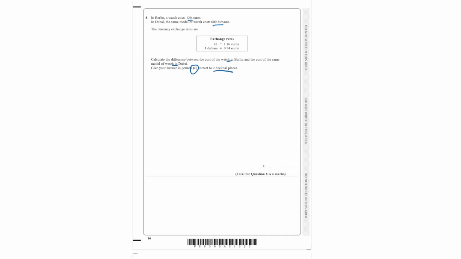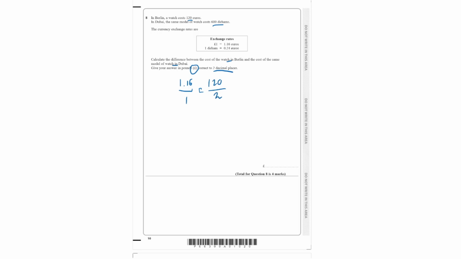So if we have to give our answer in pounds, we have to convert both the watch in Berlin and the watch in Dubai to pounds. How do we do that? Well, let's start off with Berlin since it's the easier one. We can see that the exchange rate is 1.16 euros is to 1 pound. And we can see here that 120 euros is equivalent to an unknown number of pounds.